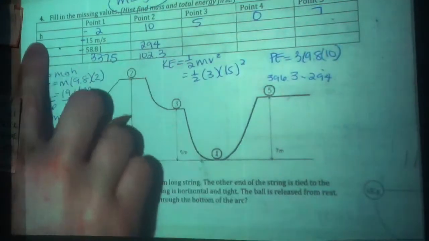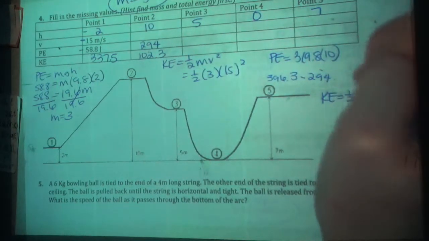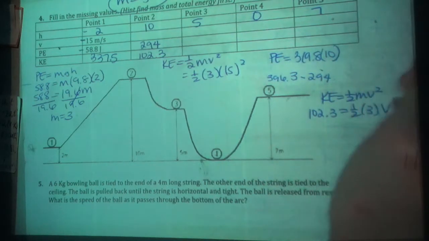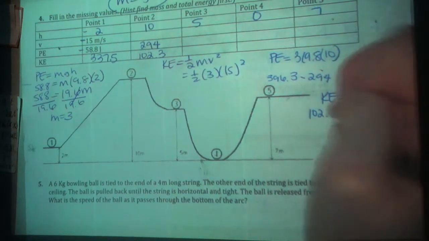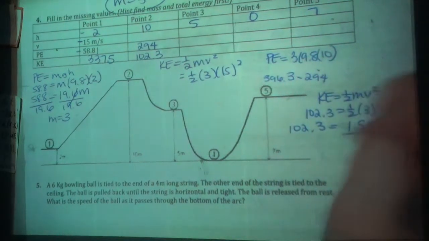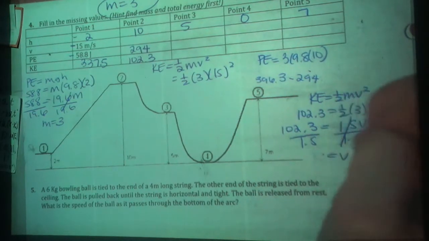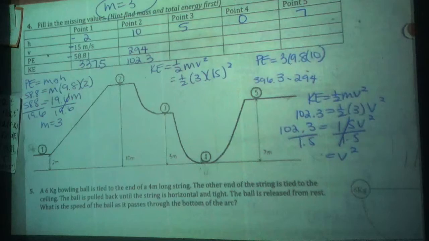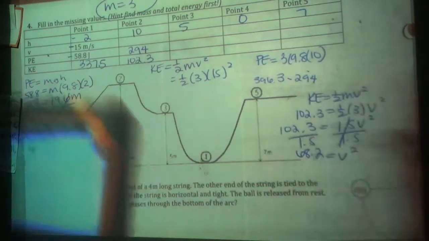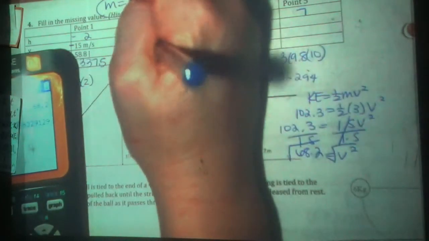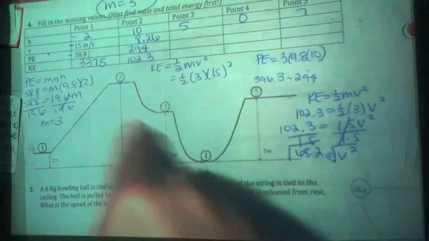And once you have kinetic, now you can find velocity, because kinetic is 1/2 mv squared. Kinetic 102.3, 1/2 mass of 3 v squared, half of 3 is 1.5. Now to get v by itself, divide the 1.5 over. I didn't show my work on this: v squared equals, I can just get my calculator real quick, 68.2, and now we just take the square root. And that's where I get the 8.26 as my velocity at point 2.